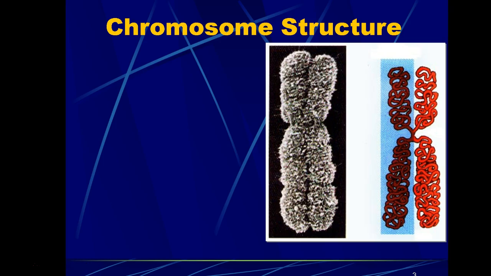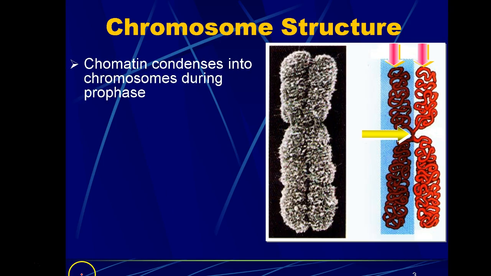All right, so let's talk about this structure specifically. The arrows at the top are pointing to the 2 identical chromosomes, so we call those sister chromatids. The yellow arrow is pointing at the region where we hold them together, which is called the centromere region of the chromosome. So we say it again, the chromatin net condenses into chromosomes during prophase.